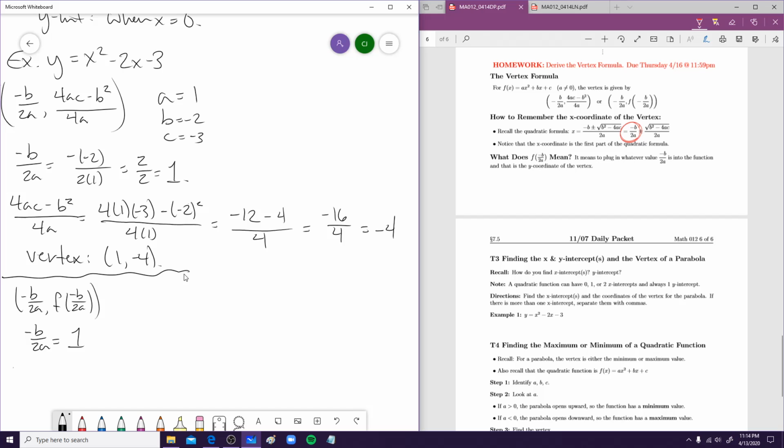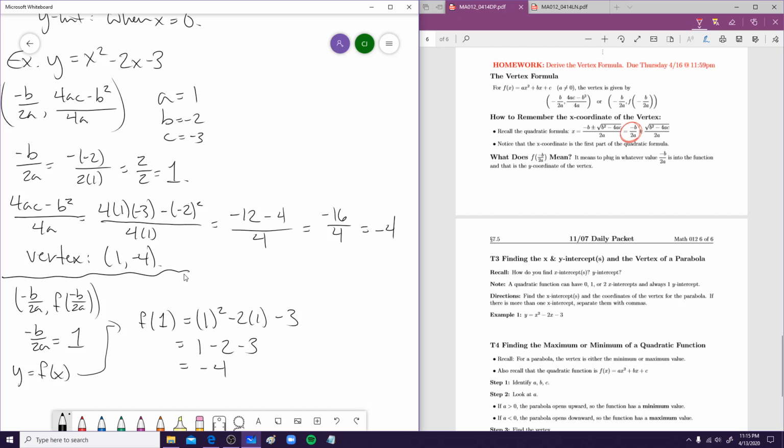So y is still a function of x, right? Let me just bring my work up here. Since this is a function of x, I can just write f of 1. What is that? That is 1 squared minus 2 times 1 minus 3. This is 1 minus 2 minus 3, which is negative 4.